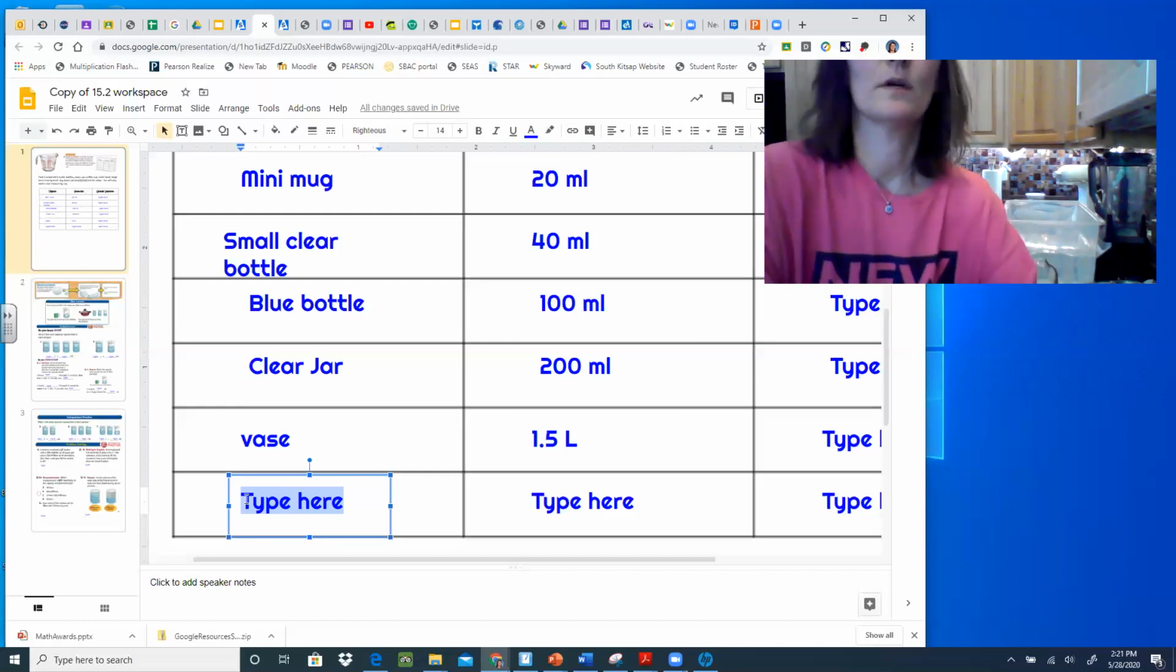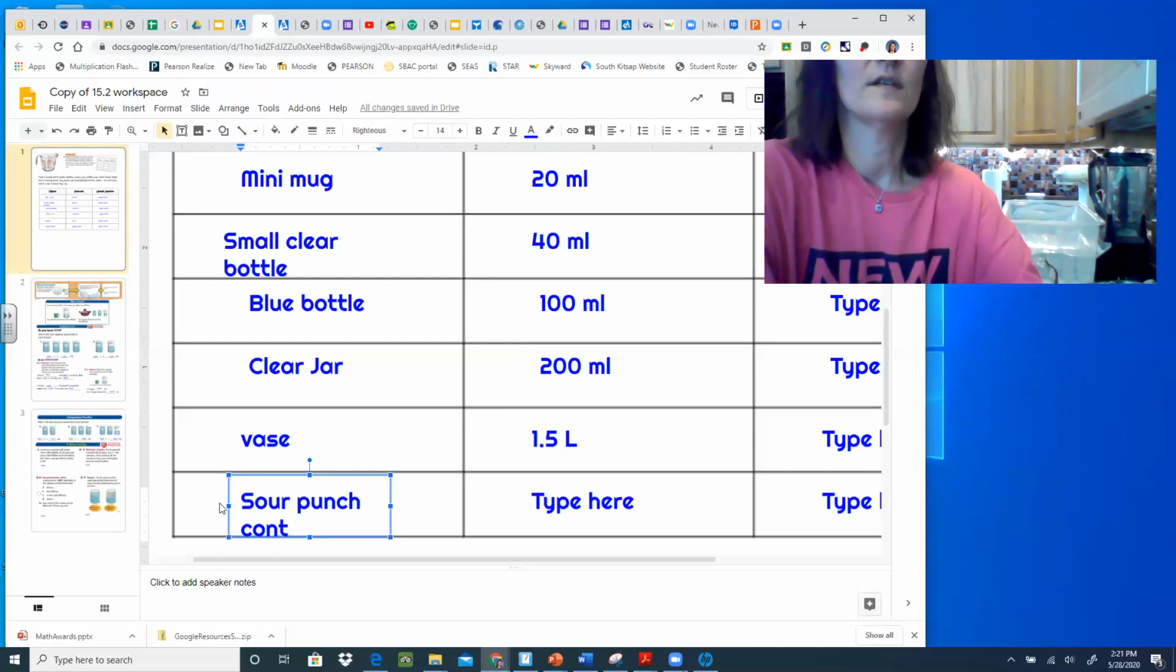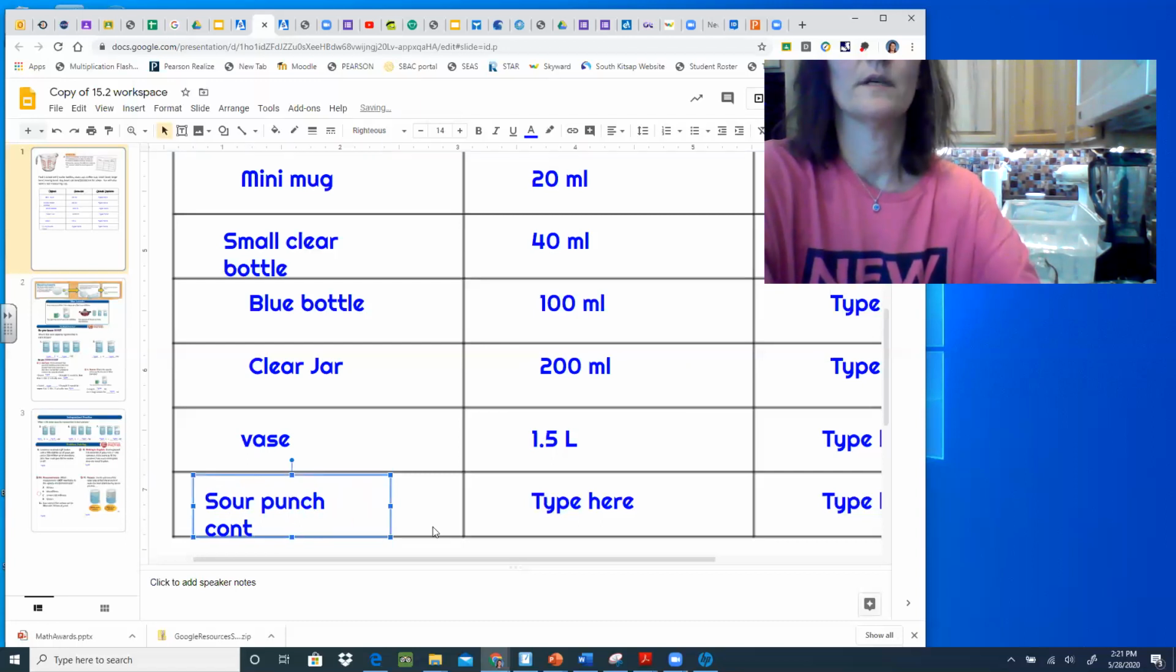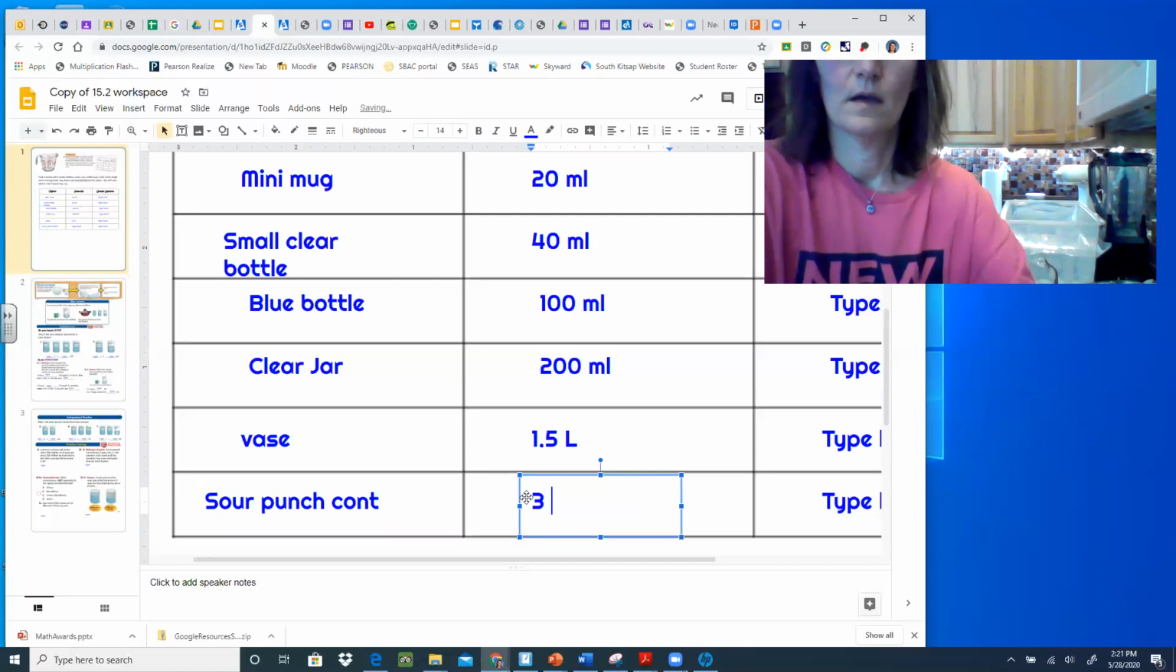Okay, so we're going to call that sour punch container. I'm going to abbreviate that CONT because I know you guys don't like typing much more than I do. Okay, and I said my estimation for that was going to be 3 liters.